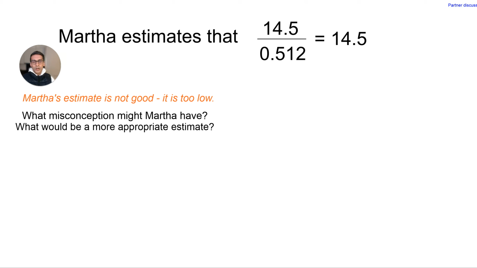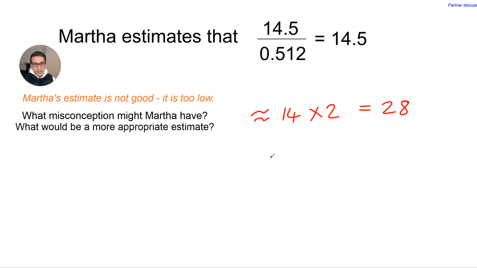So have a read of this. Martha estimates that 14.5 divided by 0.512 is equal to 14.5. What misconceptions could Martha have, and what would be a more appropriate estimate? So have a think about this yourself, and I'm going to have a go at trying a more appropriate estimation. So remember, dividing by a half is the same as multiplying by 2. So if we were to estimate this, this would be essentially 14 times 2, which gives you 28.